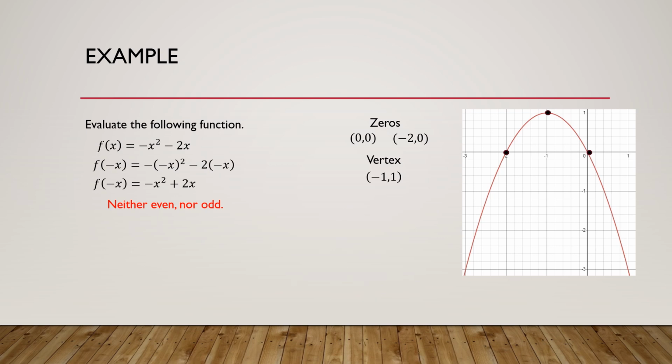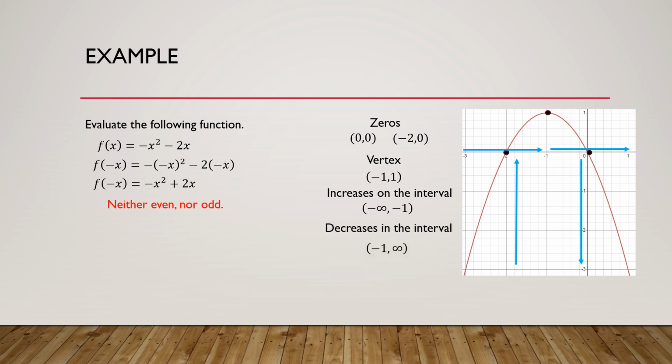With the graph depicted, we can see that the function increases on the interval negative infinity to negative 1, decreases on the interval negative 1 to infinity, and has an absolute maximum that exists at (negative 1, 1).